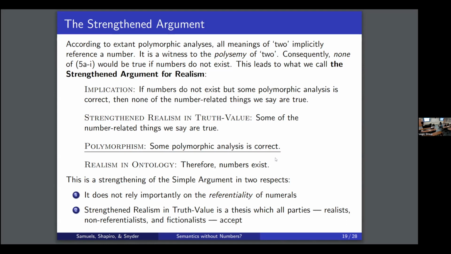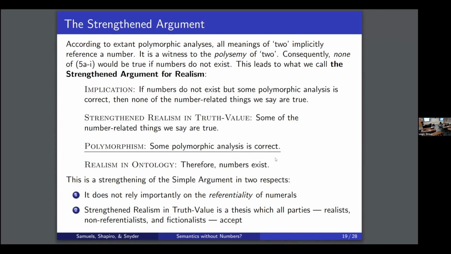Now, why does it say strengthened version? Strengthened argument for realism. Well, remember the first one, the simple argument for realism, depended importantly on numerals like 2 functioning as singular terms in very specific syntactic environments, namely mathematical environments. Out of all those examples I gave you, only 2 involved referential expressions in mathematical environments. All the rest had something else to do with cardinality or measurement or ordinality, something else. So this argument depends in no way on numerals being singular terms referring to numbers. So that's one way of strengthening the original argument.